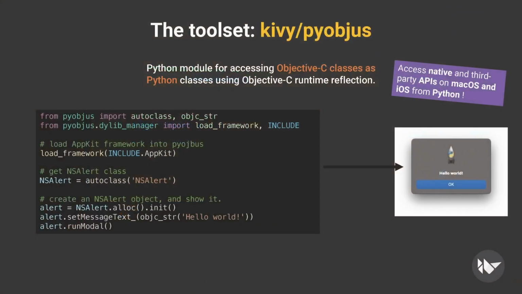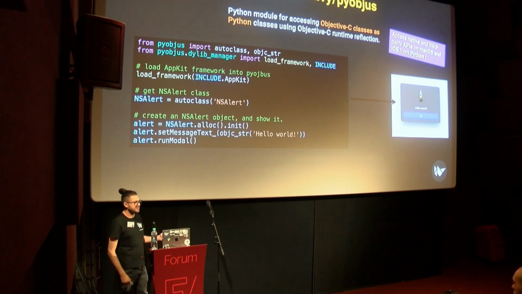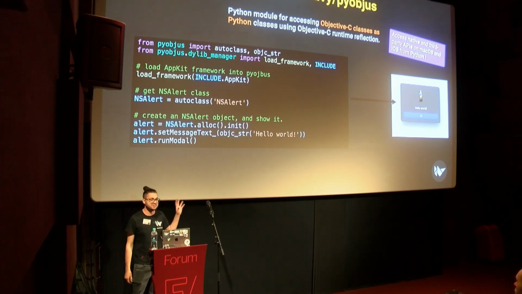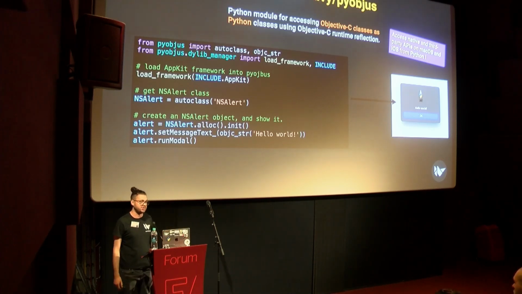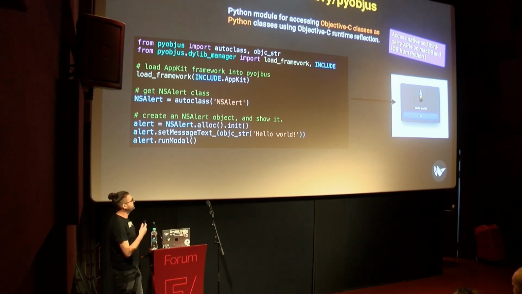Like Pyjnius, we have PyObjC. PyObjC is a Python module for accessing Objective-C classes as Python classes using the Objective-C reflection. So again, if you need to access native and third-party APIs from macOS and iOS from Python, you can use PyObjC. And again, it doesn't strictly need to be a Kivy application. You can also use it in your CLI or in your library. And the usage is pretty similar.